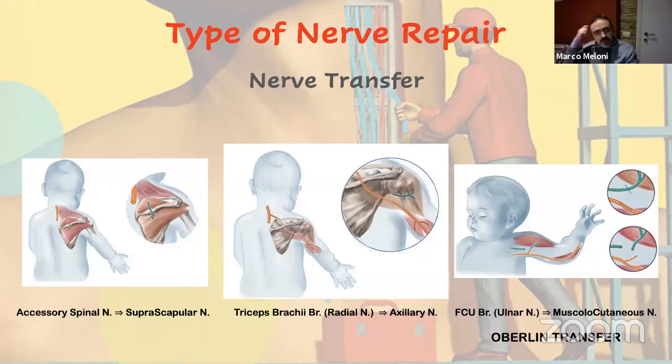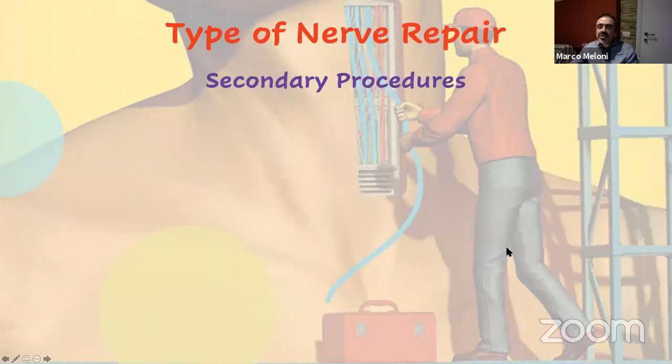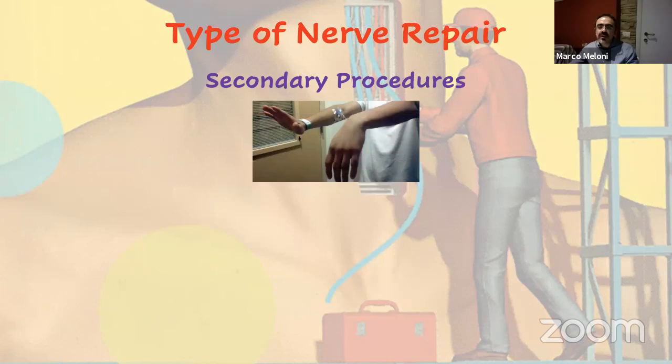So nerve transfer could be done until 1 year since the nerve lesion. After 1 year, the muscle goes into atrophy, and so nerve transfer could be not efficacious. In this case, what we can offer to the patients are secondary procedures that are sometimes very efficacious. In this case, it is a patient with hand drop caused by a radial nerve injury. So the patient is not able to extend the wrist.